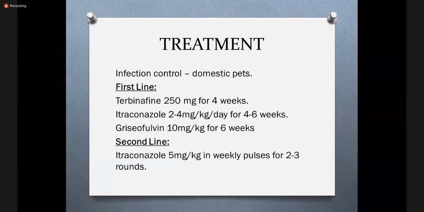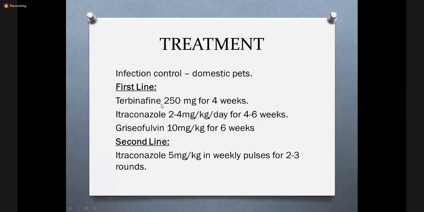Okay, so first-line treatment for dermatophytic infection of the scalp is terbinafine, 250 mg once daily for 4 to 6 weeks. Then the second line is itraconazole or griseofulvin. Itraconazole is also included in the second line. Okay, the first line is only terbinafine.